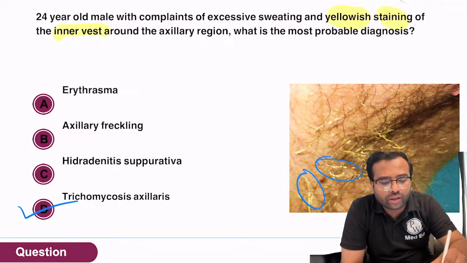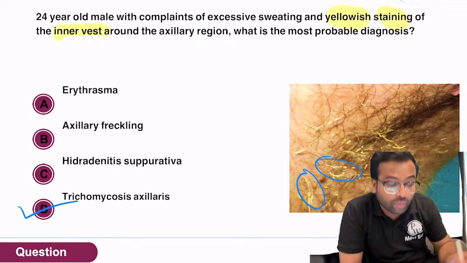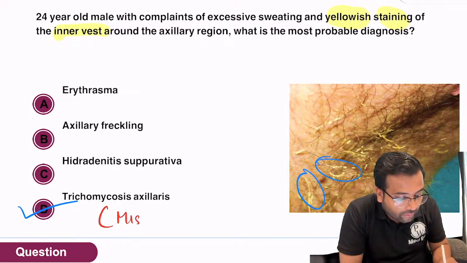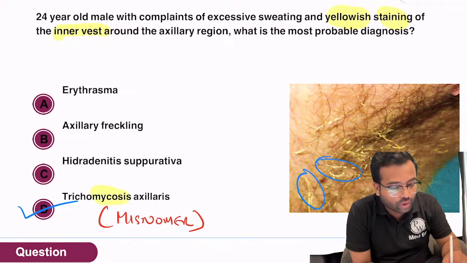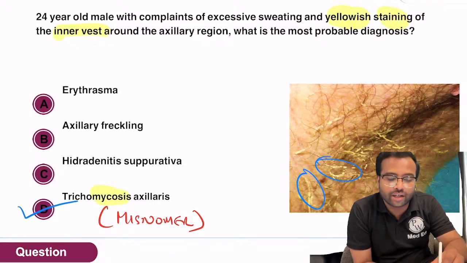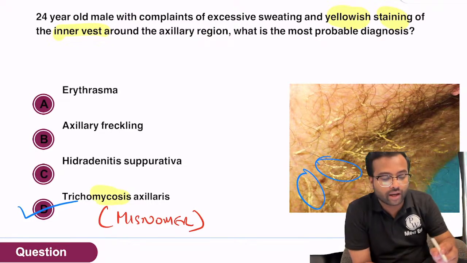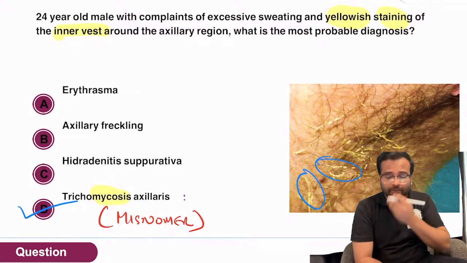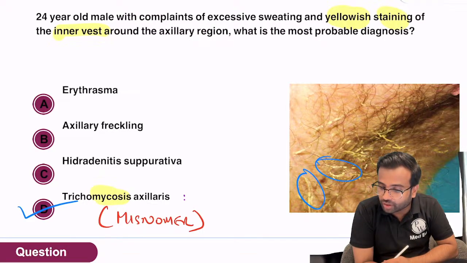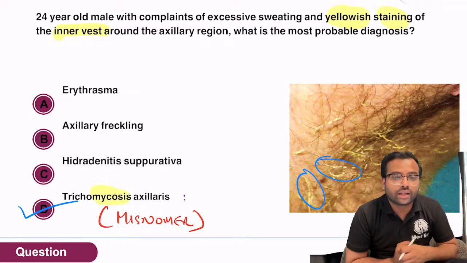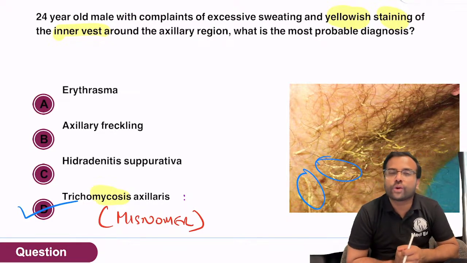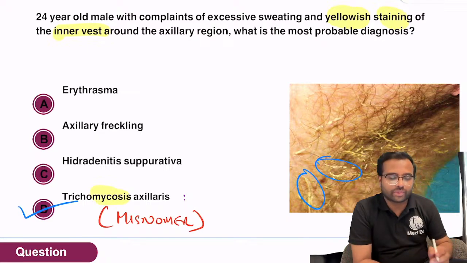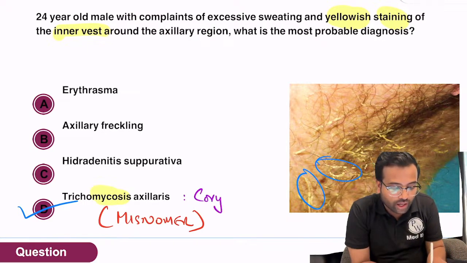Earlier some of you were asking whether it is a misnomer. Now this is a misnomer, because this name says trichomycosis, but this is not a mycosis. This is a bacterial infection which is caused by a bacteria called, anyone? What is the bacteria which causes trichomycosis axillaris? Would you like to go for something like Staphylococcus aureus, Streptococcus, or something else? Remember, it is caused due to Corynebacteria.